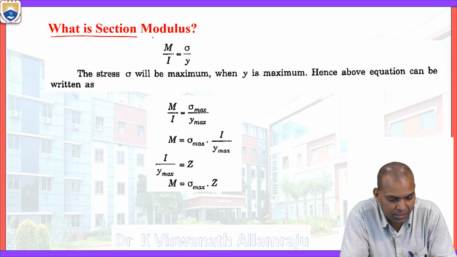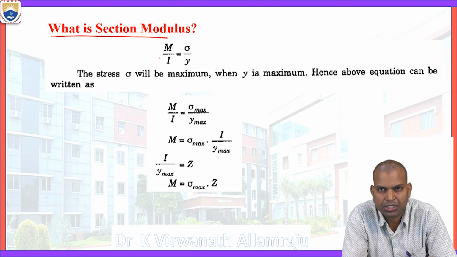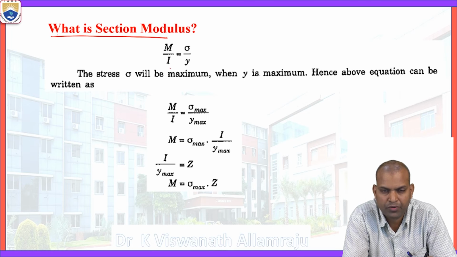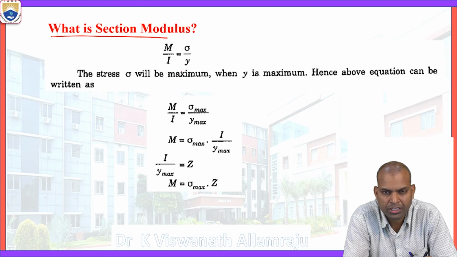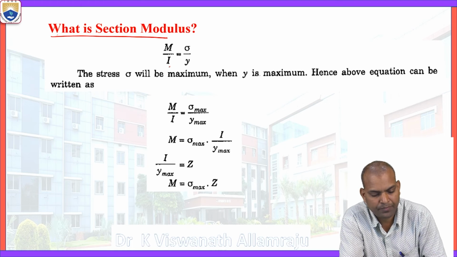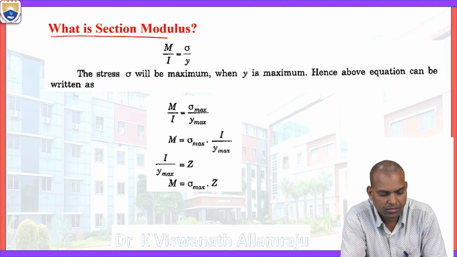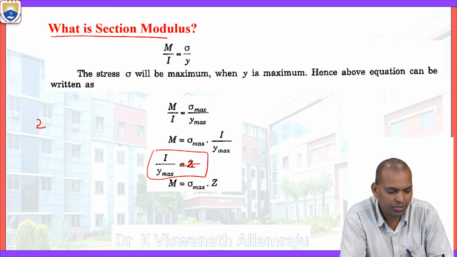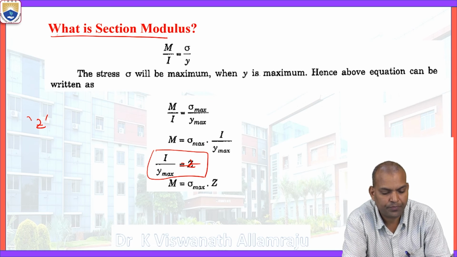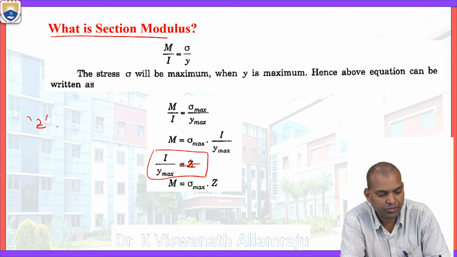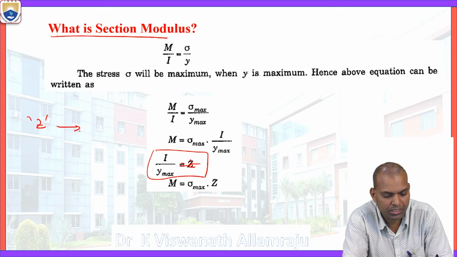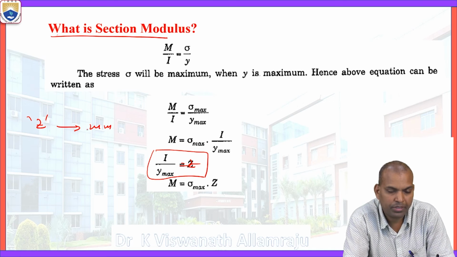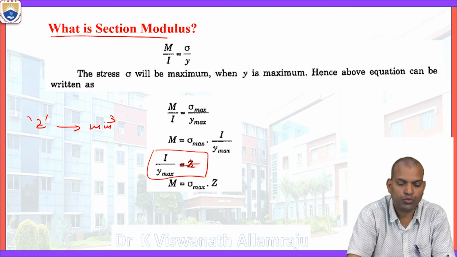Coming to what is section modulus. Section modulus, in simple form, is the ratio of the area moment of inertia to y maximum. That is, I by y max is the section modulus. It is denoted by the letter Z. The unit for section modulus is mm to the power 3, mm cube.